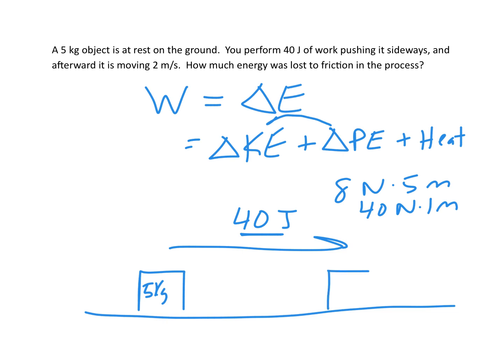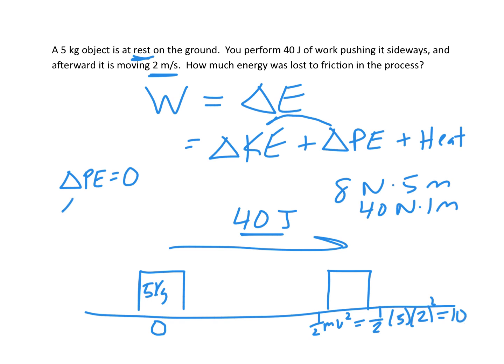So the box is still on the ground. It hasn't been elevated at all. So it has not gained any potential energy. So we could say the change in potential energy then is 0, has not changed. And it was at rest, and now it's moving at 2. So the kinetic energy here was 0. So what's the kinetic energy over here? 1/2 mv squared. So 1/2 times 5 times v squared. So we can calculate that, and that comes out to 10. So the change in kinetic energy was 10.